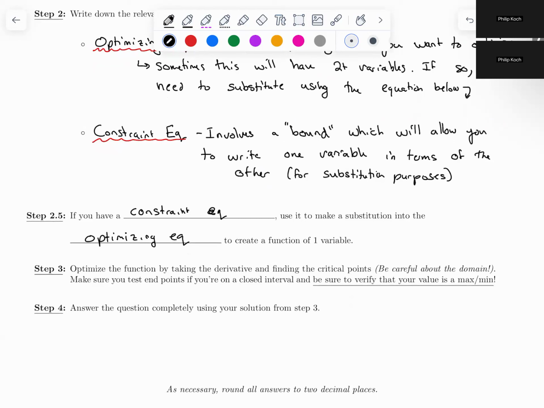And be careful about the domain. Sometimes you'll find extra critical values that aren't feasible within the constraints. And then make sure you test endpoints if you're working on a closed interval. And be sure to verify that it's a max or a min. I will mark down if you don't verify, right? I don't want any of my students going on to build bridges and not verify that it's structurally sound.